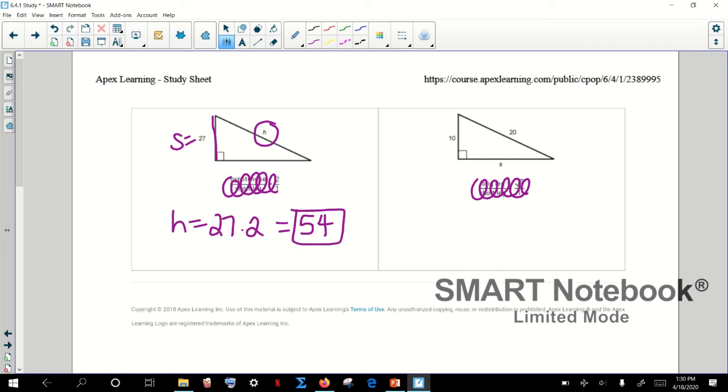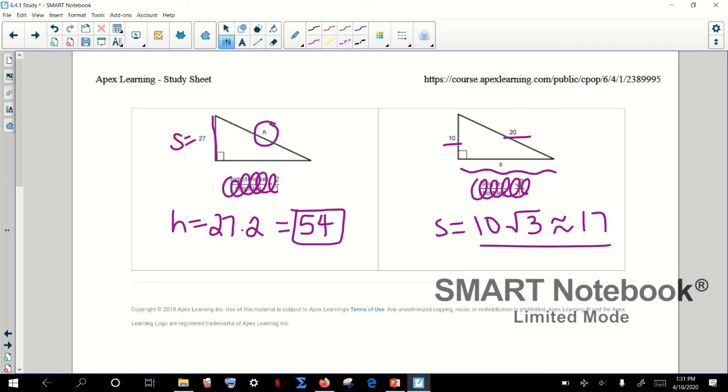In this case, we're given the short side, and we want to find the length of the long side. I think the easiest way to do that is to take whatever the short side is and multiply by square root of 3. 10 times square root of 3. And if you were to put that in your calculator, it would be about 17. So either of these answers would be perfectly fine.